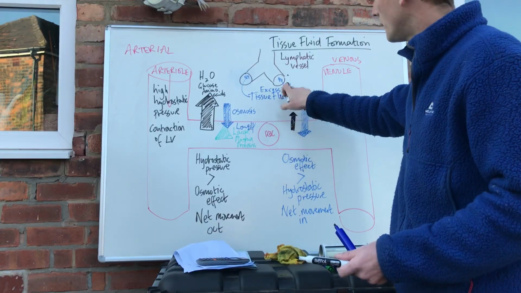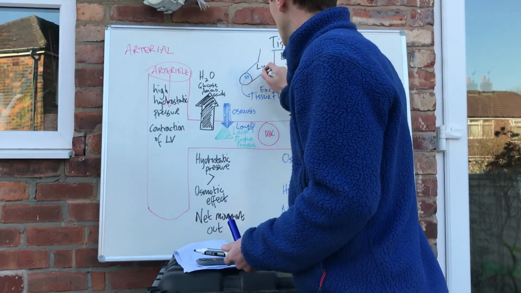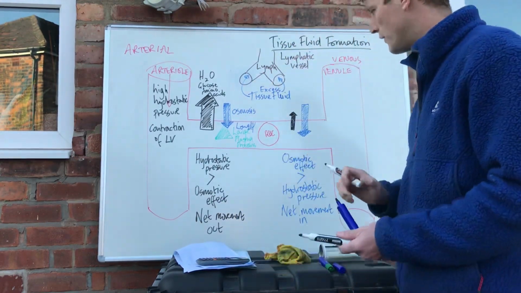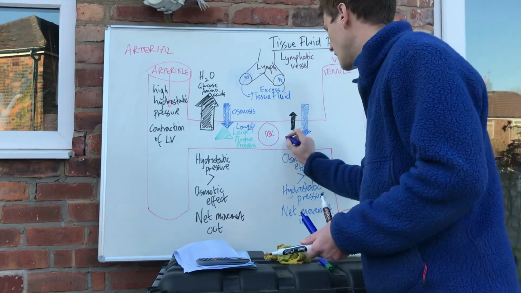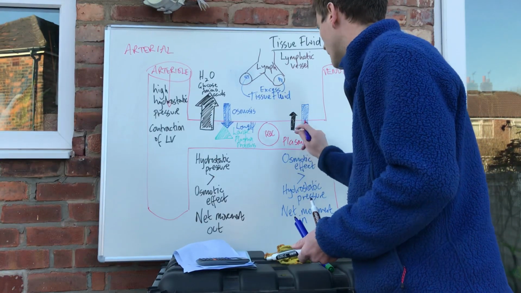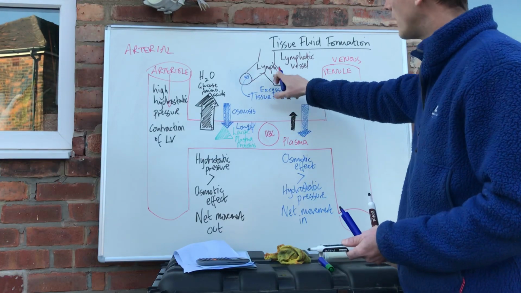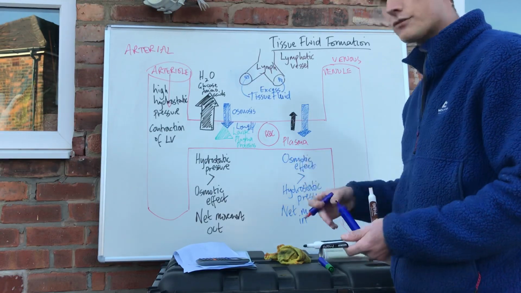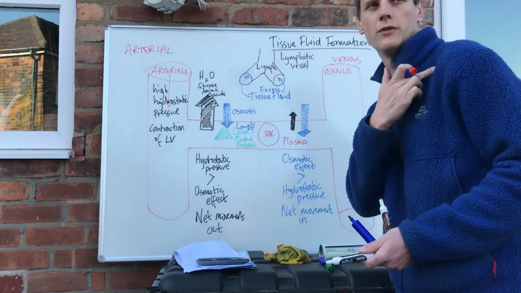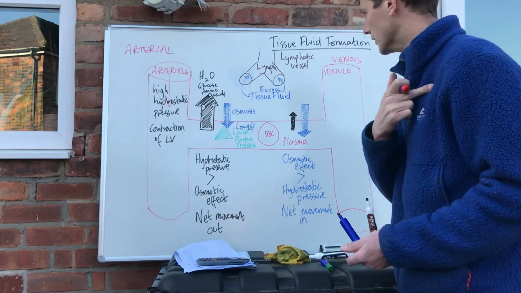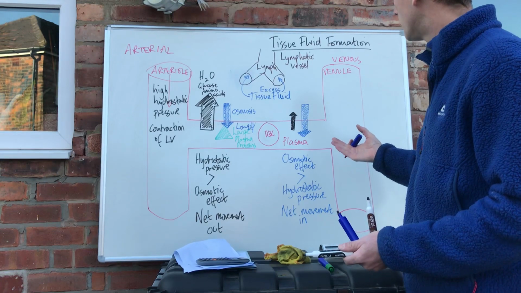And tissue fluid, when it moves into the lymphatic vessel, it's no longer referred to as tissue fluid, but instead as lymph. So just as a reminder, we've got plasma is the fluid in the capillary. Tissue fluid, the fluid surrounding the tissues. Any excess tissue fluid drains into the lymph. And that's returned back to the blood vessels in a vein called the left subclavian vein, just below your clavicle. And that is the formation of tissue fluid.